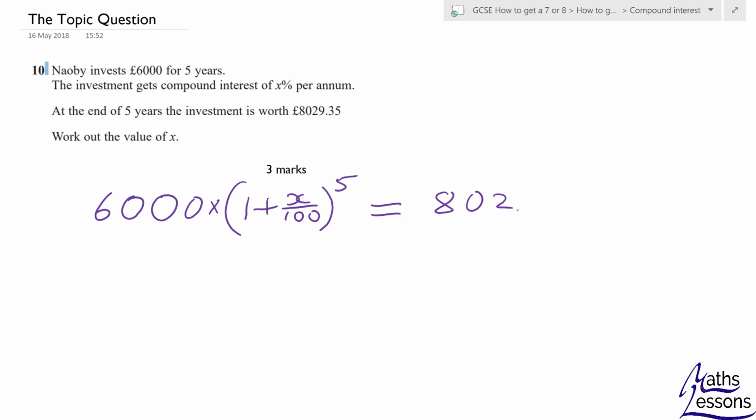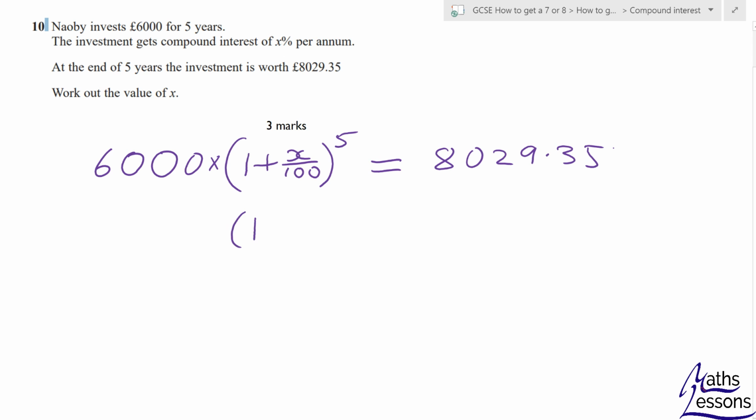Right, let's go through it. So the trick to this is setting up the question. So you've got £6,000 invested for 5 years at an interest rate of X%. So let's just say that X% is 1 plus X over 100 as a multiplier. Remember, you divide by 100, then you add it to 1. And then we're going to raise that to the power of 5, and then we times it by the 6,000. And we know at the end that will be 8,029.35. So that's how you set up the problem.